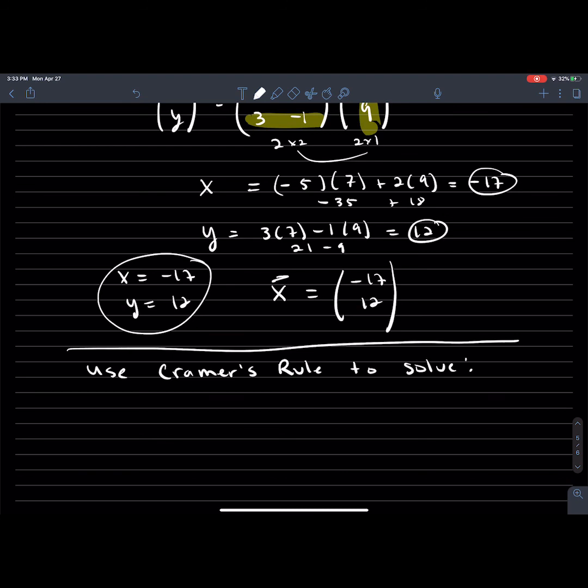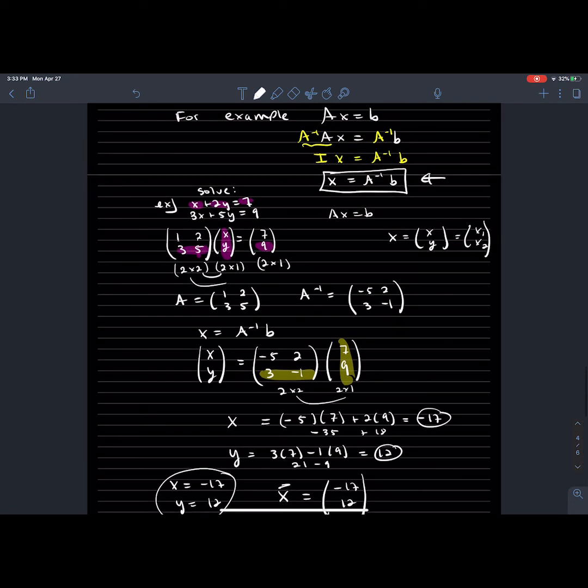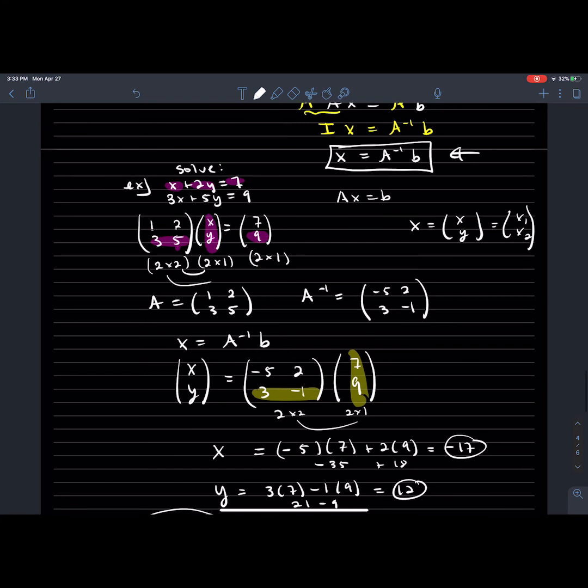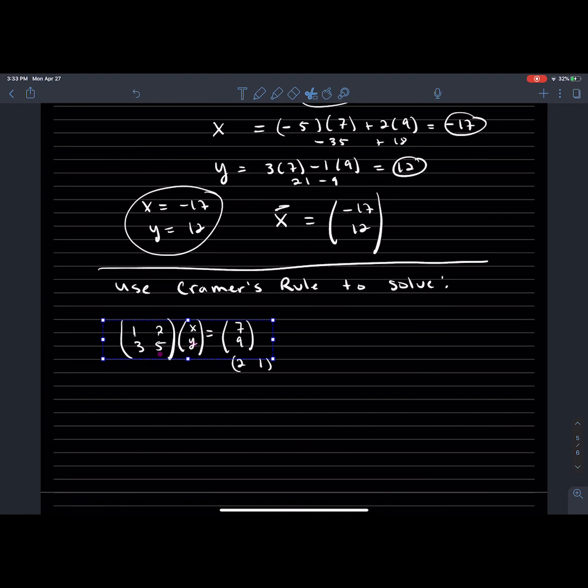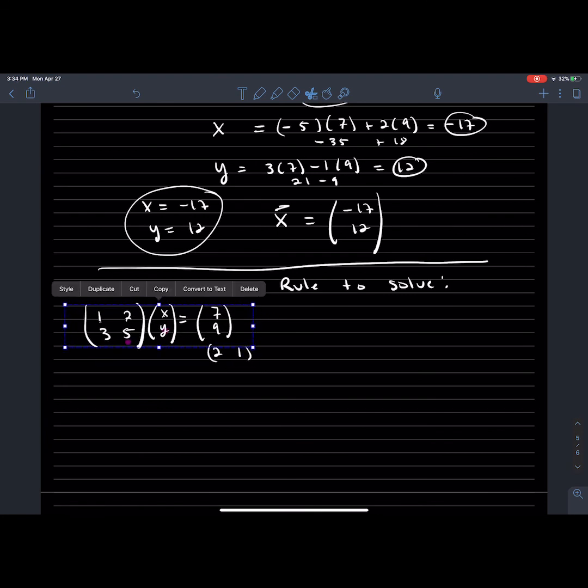I'm going to solve the same equation using Cramer's rule. So let me go find that equation. I don't need all of it. I just would like this matrix representation of my equation. So we're going to use the same equation to solve, to find X and Y.